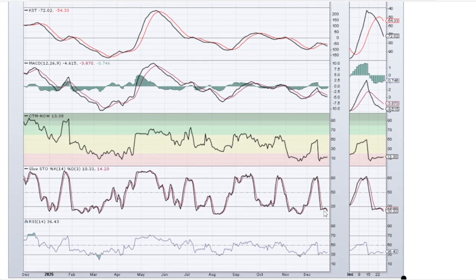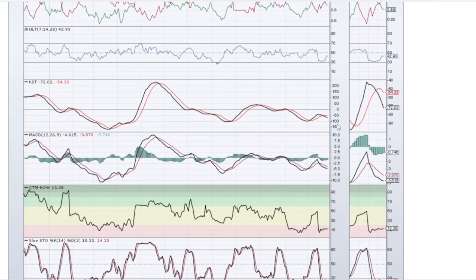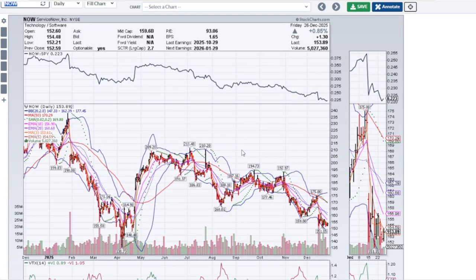Anytime the slow stochastics is sub 20, we're kind of just bearish overall. And the RSI speaks for itself. The RSI is at 36, which is very, very bearish. If it goes any lower, it will be in oversold territory, which it could be right now. This is another stock that went back to its pre-tariff lows back in April. So there's a couple of stocks that went back to their April lows.